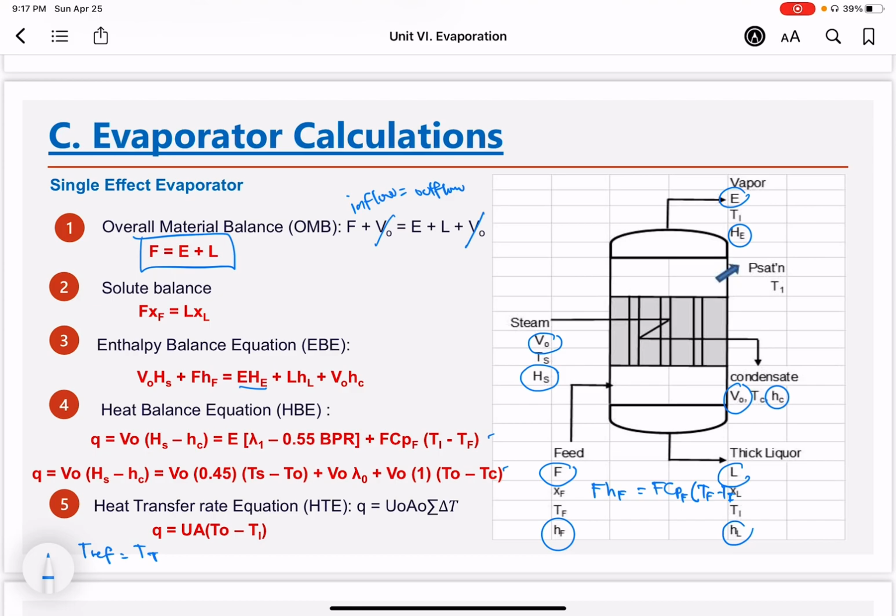Now the thick liquor here is actually liquid at T1, and it is equivalent to liquid at TL. So that you have LHL is actually equivalent to L Cp of L times (TL minus Ti). Of course, we know that your Ti is equivalent to your liquid at TL, so they are equivalent, and it becomes 0. So Ti minus Ti, you get that LHL is actually equivalent to 0.